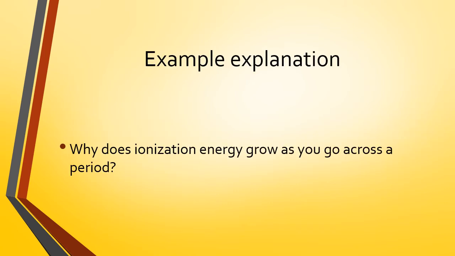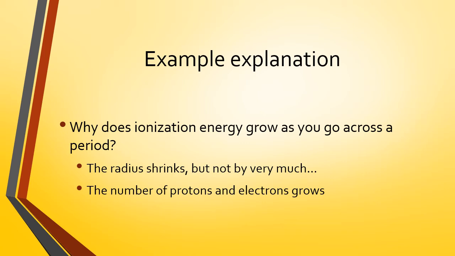So, if we were to try to explain the trends that we have already seen, we should use Coulomb's law. Why does ionization energy grow as you go across a period? Let us consider what is happening as you go across a period. The radius is shrinking, but it's not by very much. So using the explanation of distance being smaller could help, but probably is not the main cause. The other thing that's happening within the atom as we go across a period is that the number of protons and electrons is growing, which means the charge, specifically the nuclear charge due to the protons, is growing.